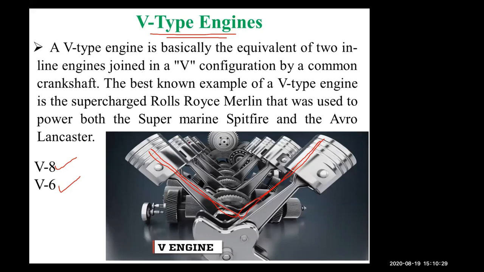This is inline, for example, but the two banks are arranged in a V configuration around a common crankshaft. The best known example of the V type of engine is the Rolls-Royce Merlin. Aircraft have been installed with this type of engine, and it was used to power both the Supermarine Spitfire and the Avro Lancaster aircraft.